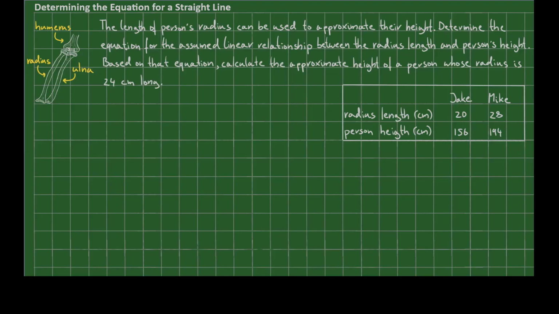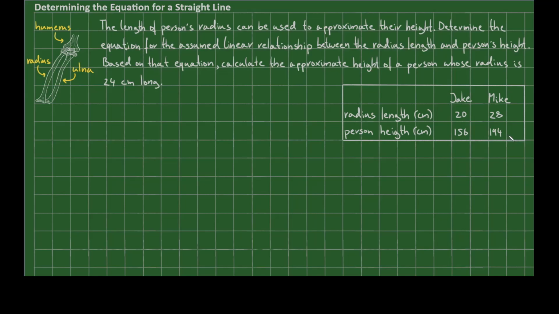The problem is asking us to determine the equation for the assumed linear relationship between the radius length and a person's height. Furthermore, we are asked to calculate the approximate height of a person whose radius is 24 centimeters long. To help us deal with this problem, we are also given some additional data in this box here on the right. Jake has a radius that is 20 centimeters long and he is 156 centimeters tall. Mike, on the other hand, has a radius that is 28 centimeters long and he is 194 centimeters tall.